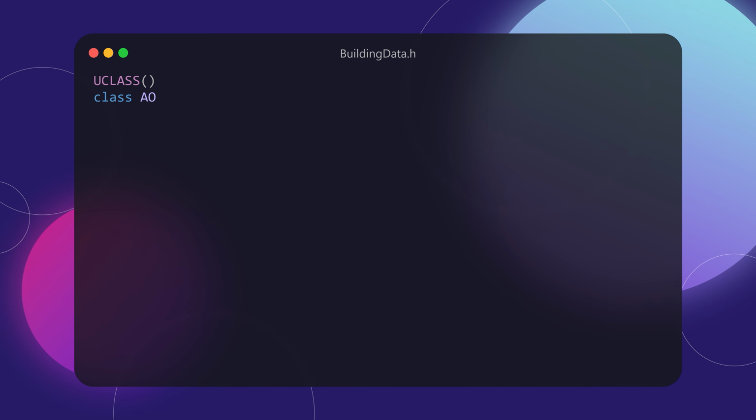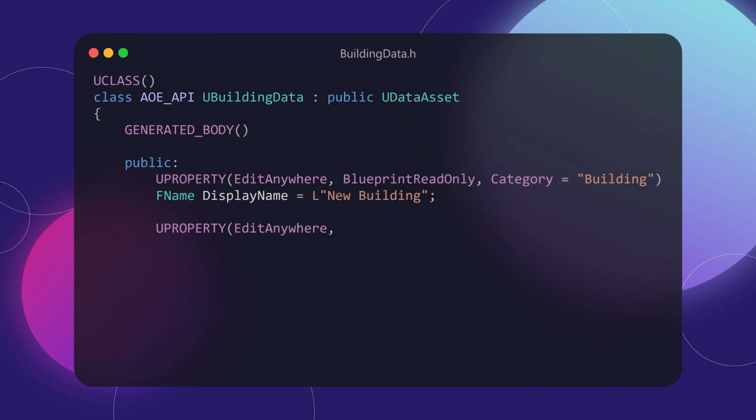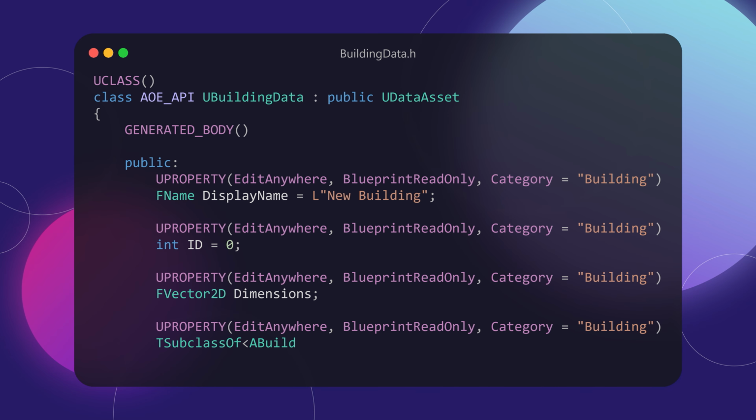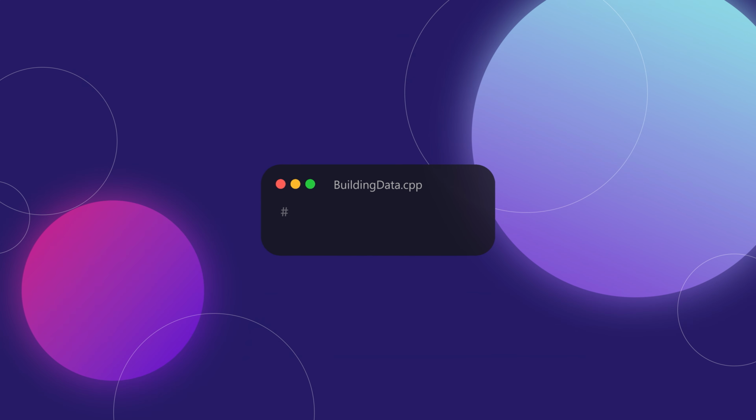Firstly, we'll create a data asset class called building data and an actor class called building. The data that we'll store here includes name, ID, dimensions, and the blueprint subclass of the building class. In its source file, we only need to include the headers.